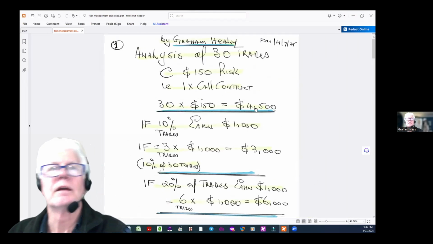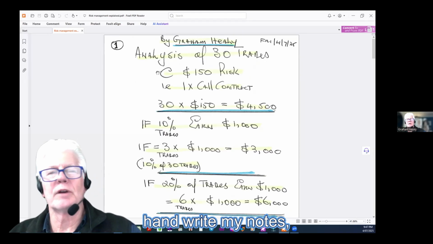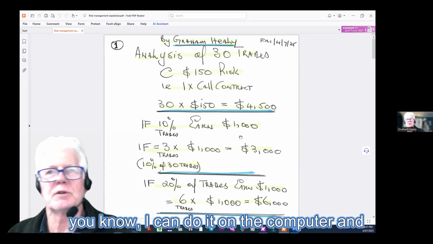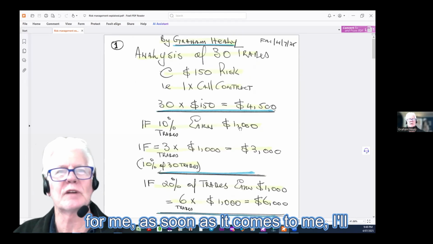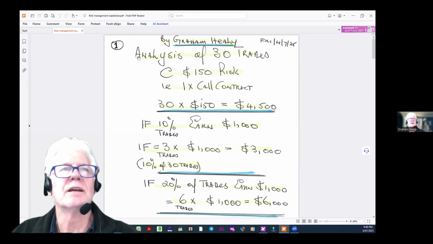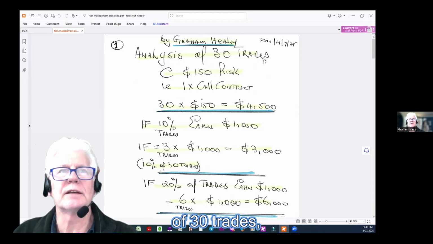Now, this is Friday the 4th of 7th. And so I handwrite my notes. I can do it on the computer and all that, but I think handwritten notes, for me, as soon as it comes to me, I'll write it down. So, okay, there's an analysis here of 30 trades.